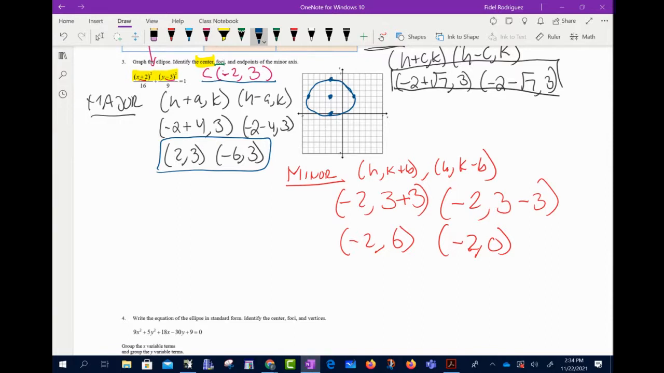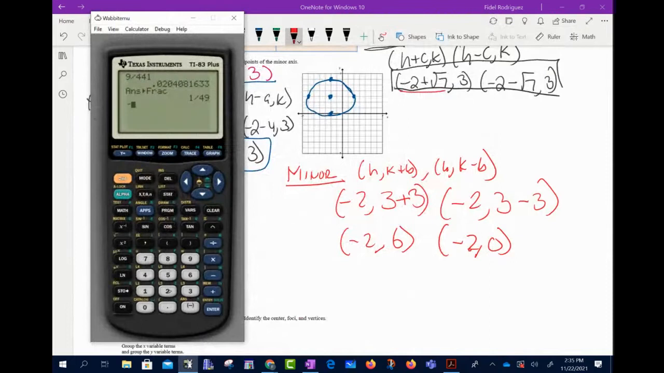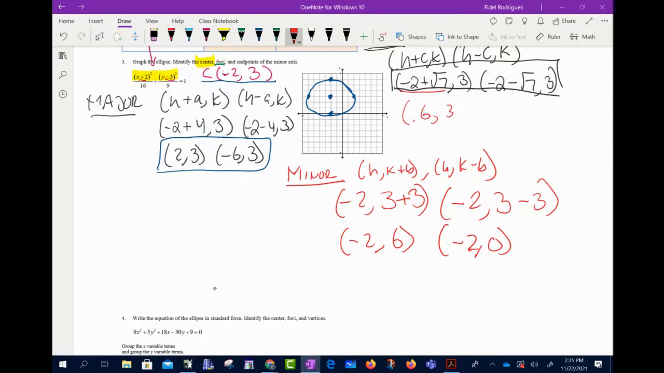Okay, and then I'm going to ask y'all for one more thing to help me with. I want to just know where the foci are. So if I were to plot them, take a look at what we have here. We have negative 2 plus the square root of 7. So y'all, I'm going to grab my calculator and say, what is negative 2 plus the square root of 7? I'm coming up with about 0.6. So I'm going to say this is 0.6 and 3.